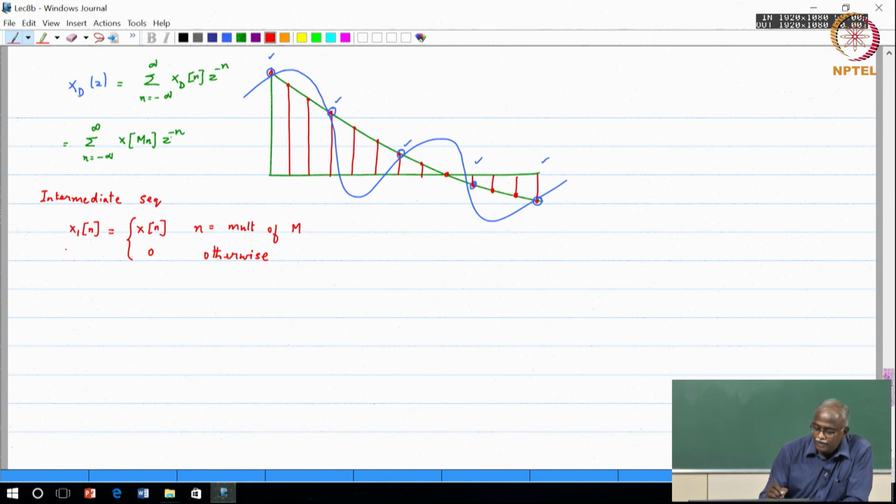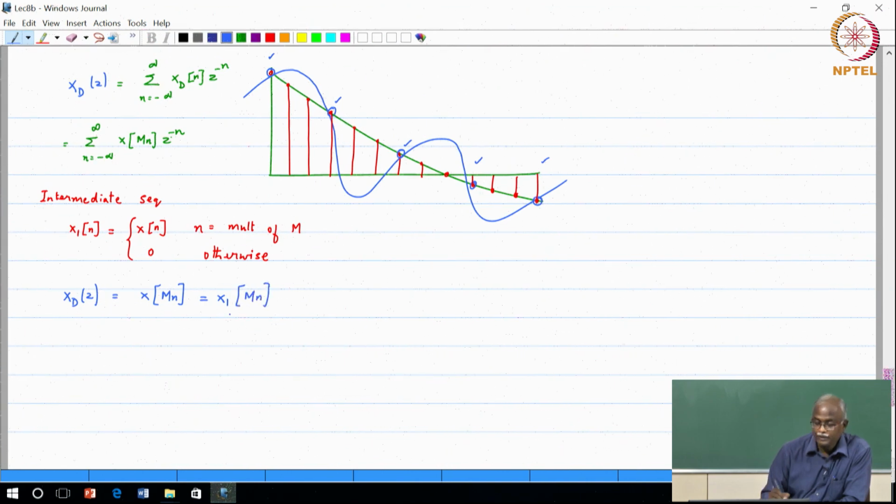Now, I would like to go back and look at Xd(z). So, xd[n] is equal to x[Mn], that is equal to x1[Mn], correct. Now, you may see that it looks like it is even less useful. So, Xd(z) is equal to the summation n equal to minus infinity to infinity of x1[Mn] z^(-n). Probably not seeing any benefit at all of having defined x1[n] except the following.